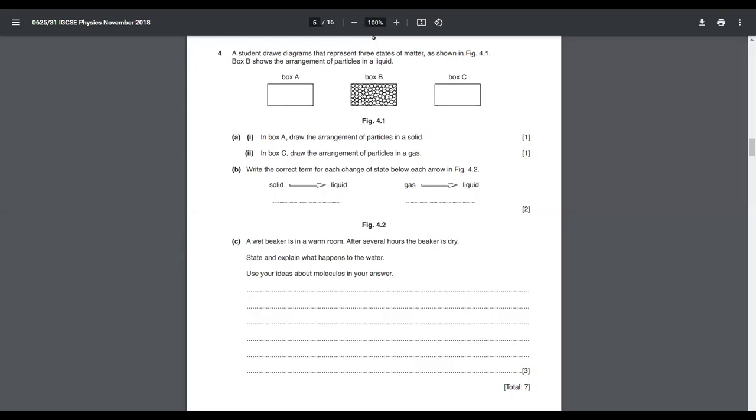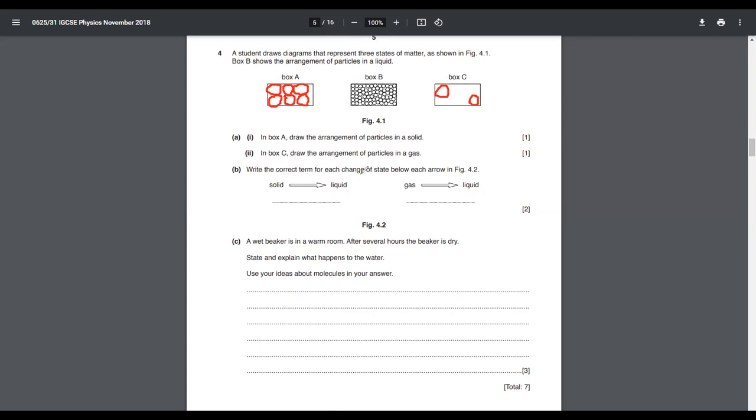Now the question from November 18. Soon draws a diagram that represents 3 states of matter shown in figure 4.1. The box B shows the arrangement of the particles of the liquid. In box A, draw the arrangement of a solid. So you should draw molecules that are regularly arranged in the box. Box C, draw particles of the gas. So we should draw, for example, 2 far apart molecules, and that's for part C.